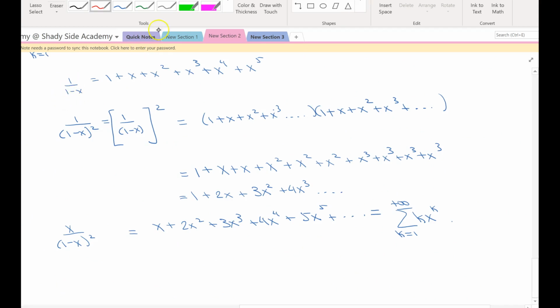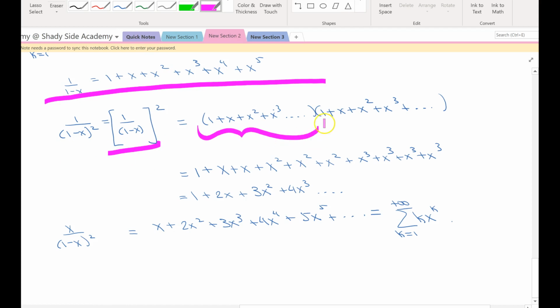So the first step here is acknowledging the Maclaurin from our work above, right? Then I want to take 1 over 1 minus x and multiply it by 1 over 1 minus x. That will get me here. Here is 1 over 1 minus x times 1 over 1 minus x. And here is where you're going to start the multiplication, right?